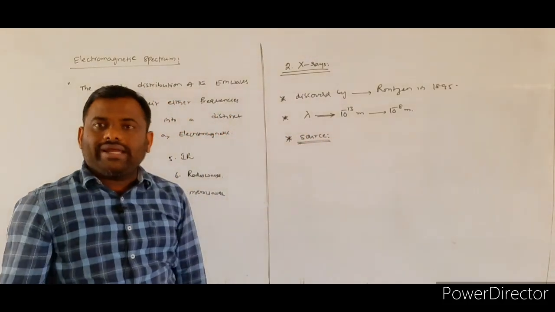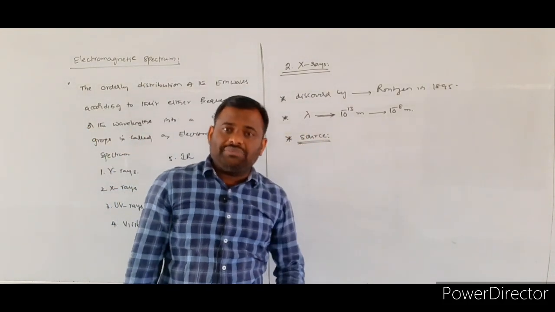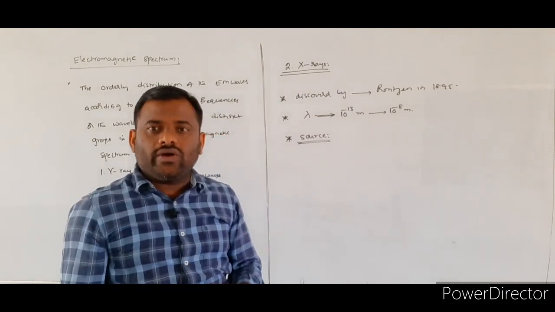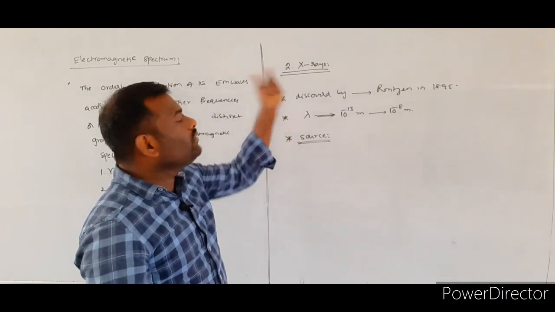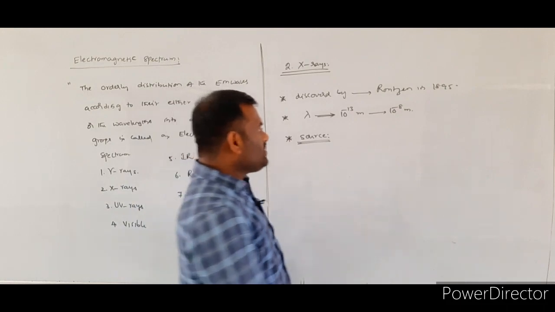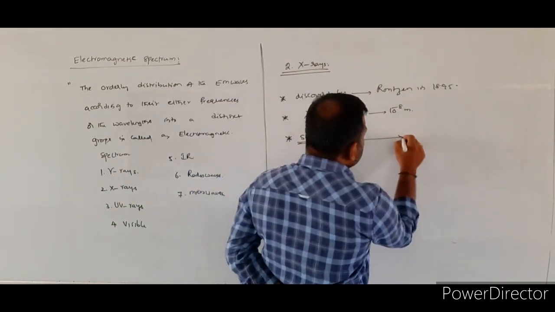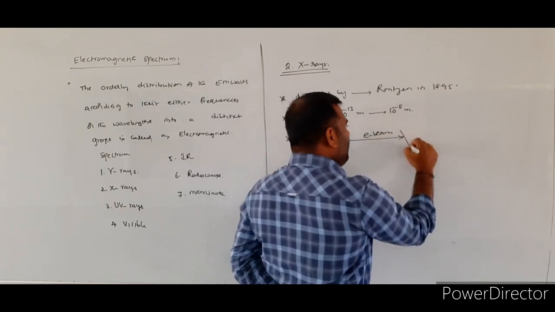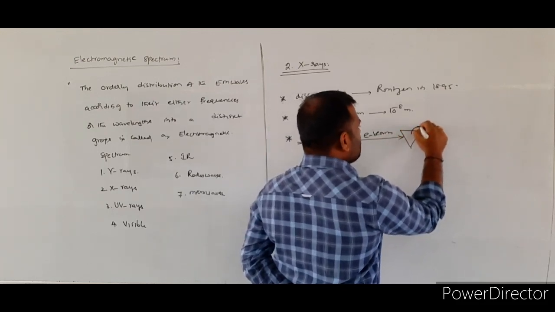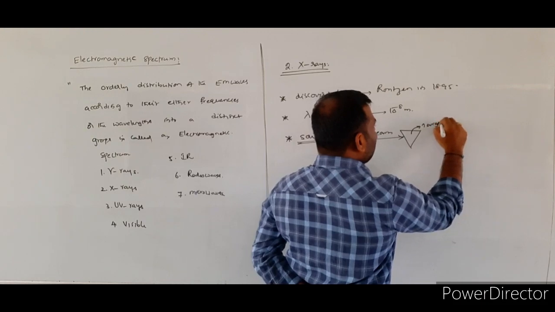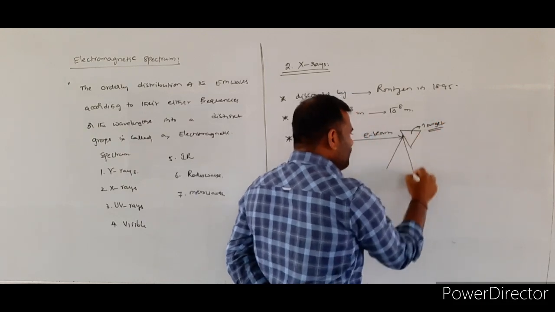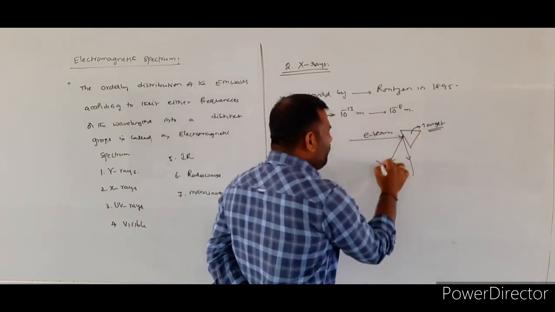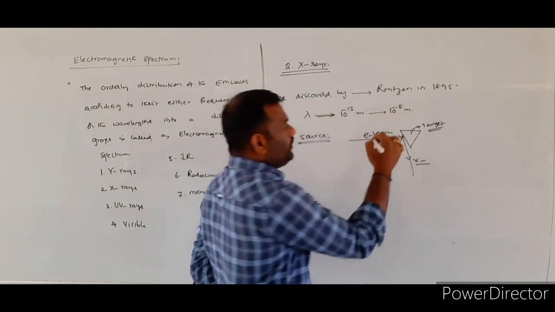Next. Here we will discuss the source of the X-rays. In the case of the gamma rays, we said they are generated from artificial or natural radioactive substances. Here, how will the X-rays be produced? Whenever high energetic electron beams are incident on the target elements, at that time different wavelengths of X-rays are produced.